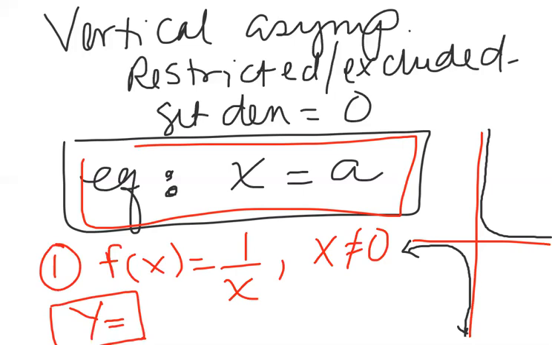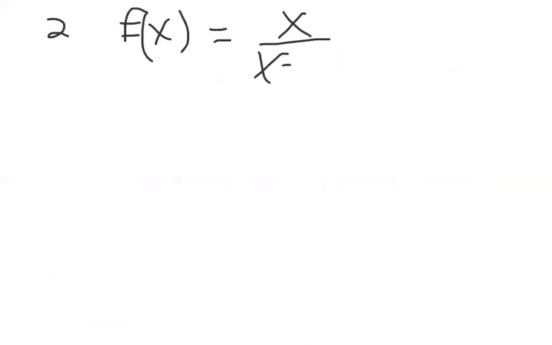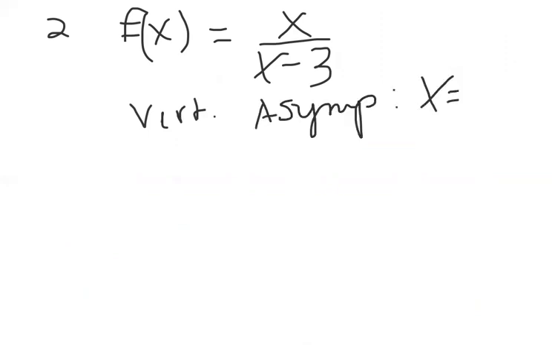So the vertical asymptote for this one would be the restricted value. And what's the restricted value? X equals 0. So that's the equation for it. And that's it, guys. Okay, let me do another one. Now, this next one right here is f of x is equal to x over x minus 3. Just ask the question, what is the restricted value for this one? The restricted value is 3. So then this becomes your vertical asymptote as well, x equals 3.